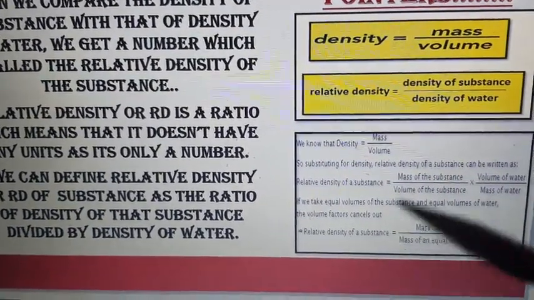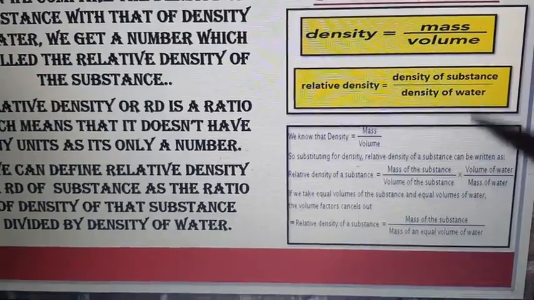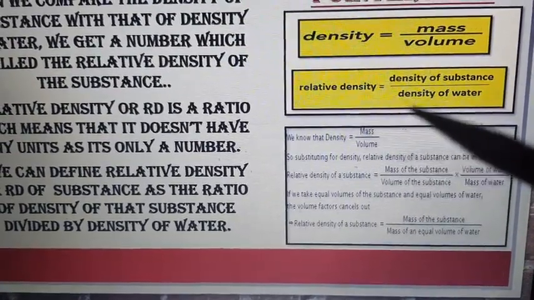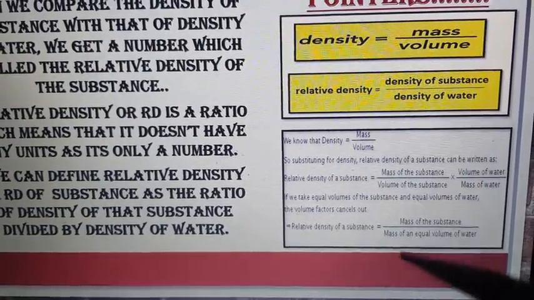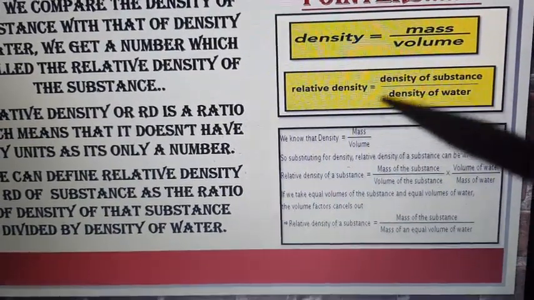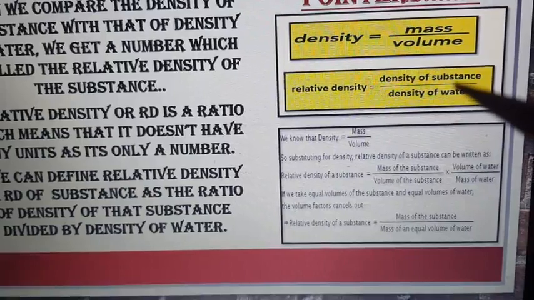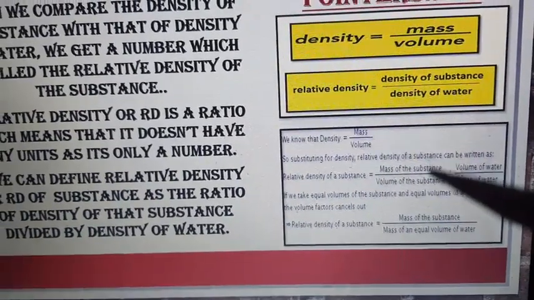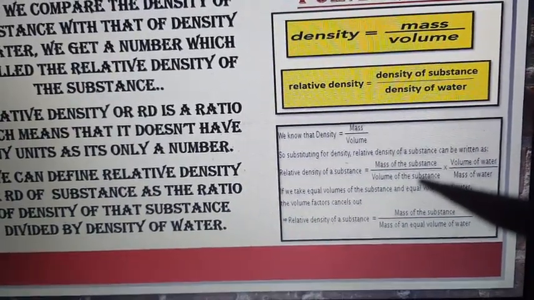Now, if you look at this particular explanation, we will find why relative density can also be written as mass of the substance by mass of the water. Let's see how it is done. Now, if you look at this one, density of the substance, can it be written as mass of the substance by volume of the substance?